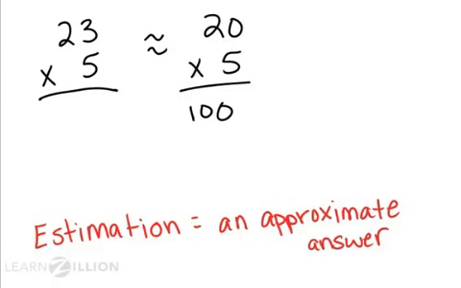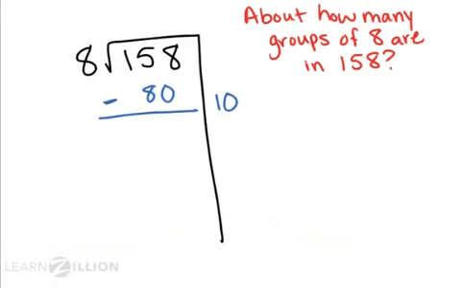I'm going to explain how to use the partial quotients method by showing you that we can use a close estimation to solve division problems that we don't know the answer to immediately. We can use an at least but less than guess to solve division problems. Let's say we have the problem 158 divided by 8. We need to figure out how many groups of 8 are in the number 158.